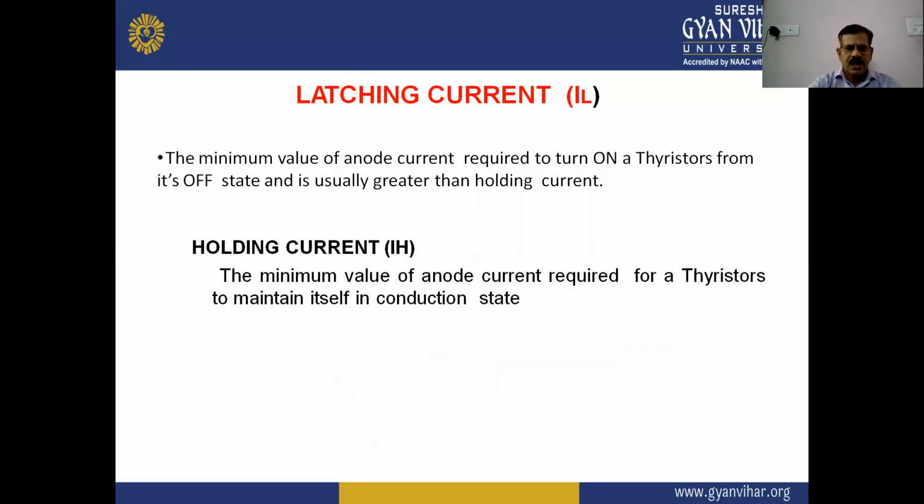So in this graph of VI characteristic of SCR, we have a latching current IL. So what is the latching current IL? The minimum value of anode current required to turn on a thyristor from its off state, and it is usually greater than the holding current. So this is the latching current. Next, we have a holding current in this graph. So what is the holding current IH? The minimum value of anode current required for a thyristor to maintain itself in conduction state. So this is the holding current.